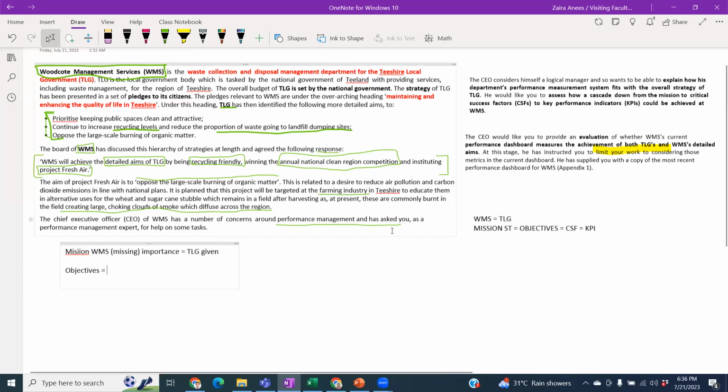Right. Now, I'm giving you 2 minutes to think how you will connect the objectives, how you will perform this part. The CEO considers himself a logical manager, so he wants to be able to explain how this department performance measurement system fits with the overall strategy of TLG.